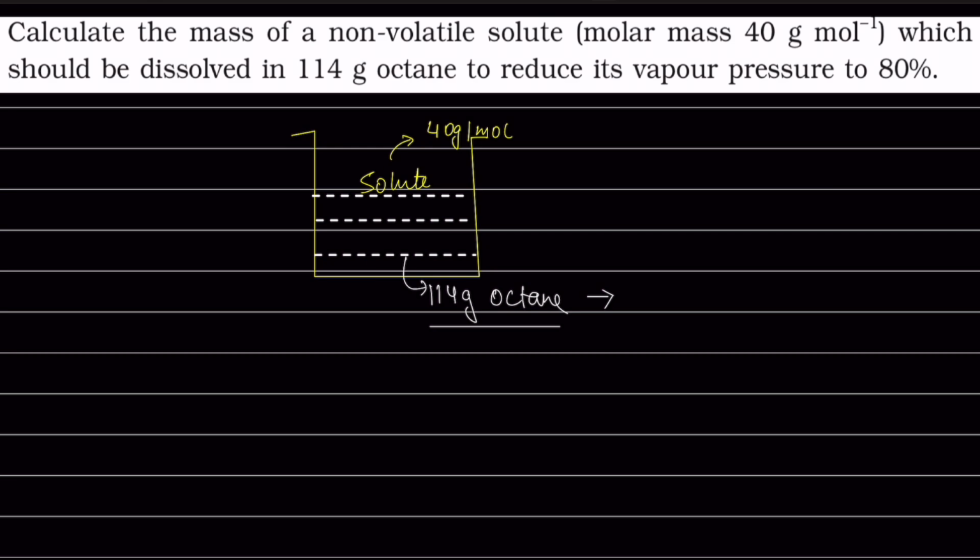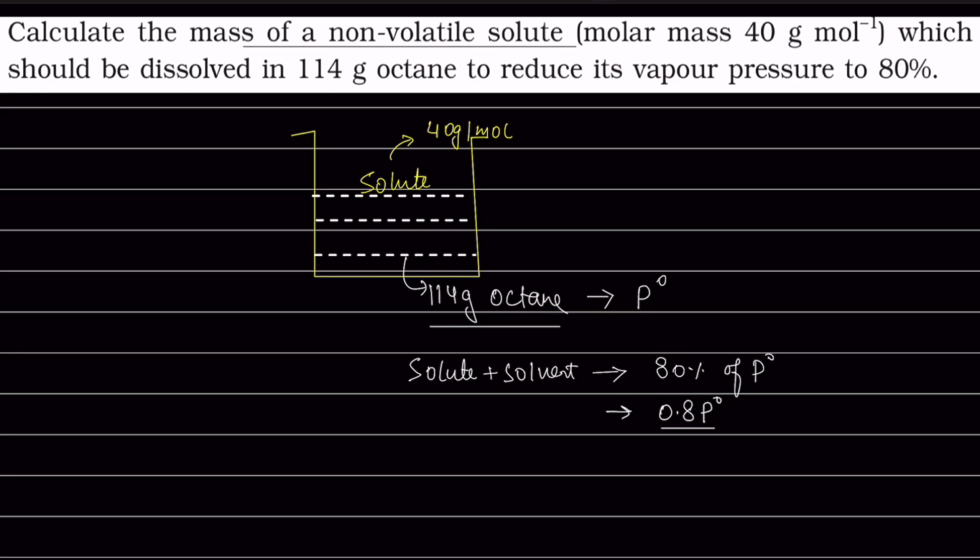So what happens when we are not using any solute, meaning only the solvent is present? At that time its pressure, let's assume, is P naught. But when we add a solute to the solvent, its pressure is reduced to 80% of it. It means the new pressure will become 80% of the original pressure, so we can say it is 0.8 P naught. Now we have to find the mass of the non-volatile solute.